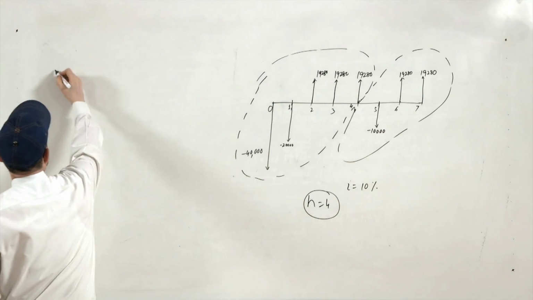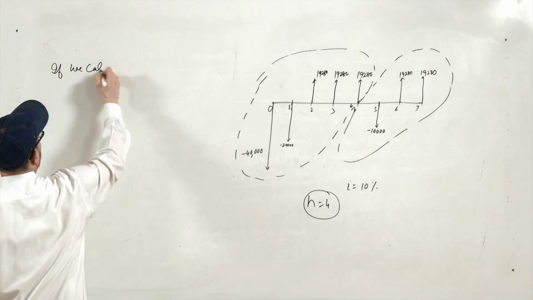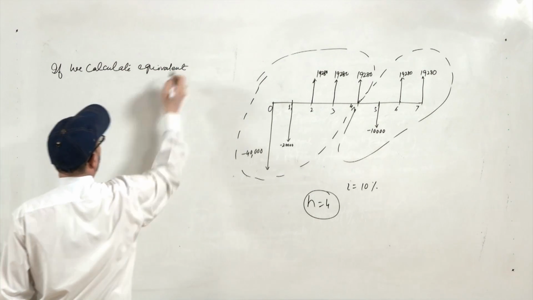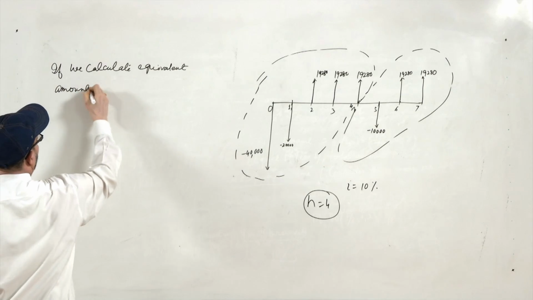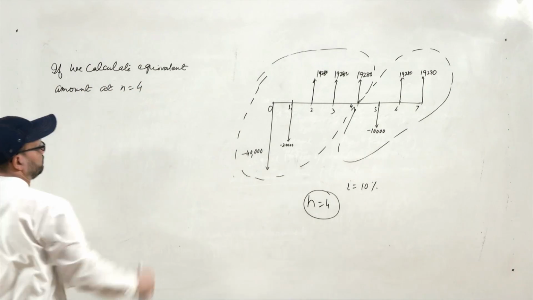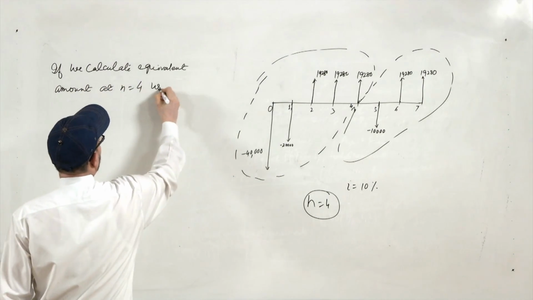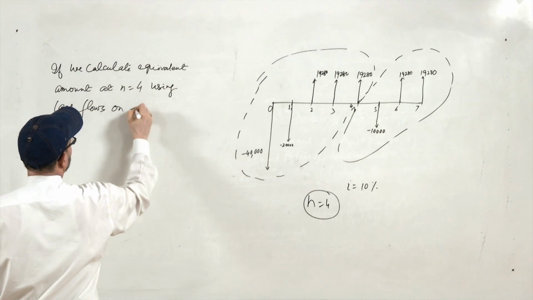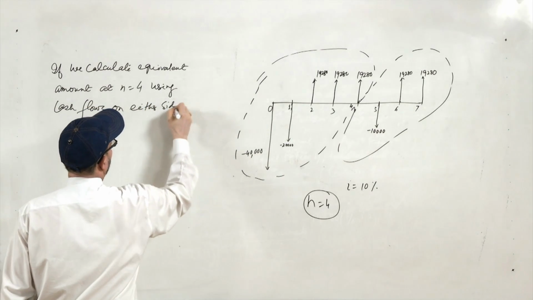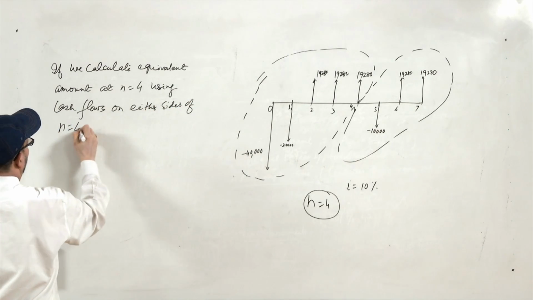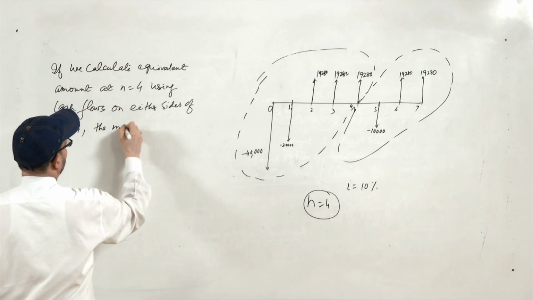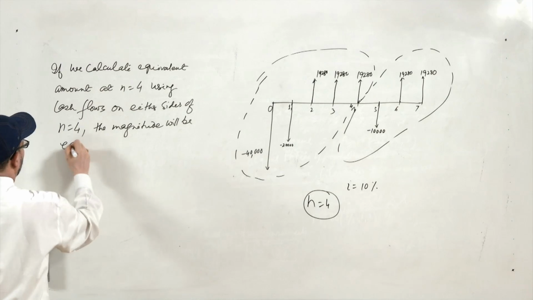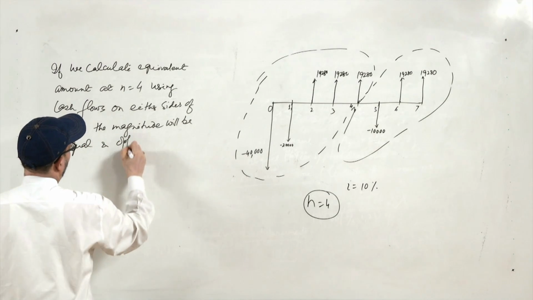So, if we calculate the equivalent amount at n equal to 4 using cash flows on either side of n equal to 4, the magnitude will be equal and opposite in sign.